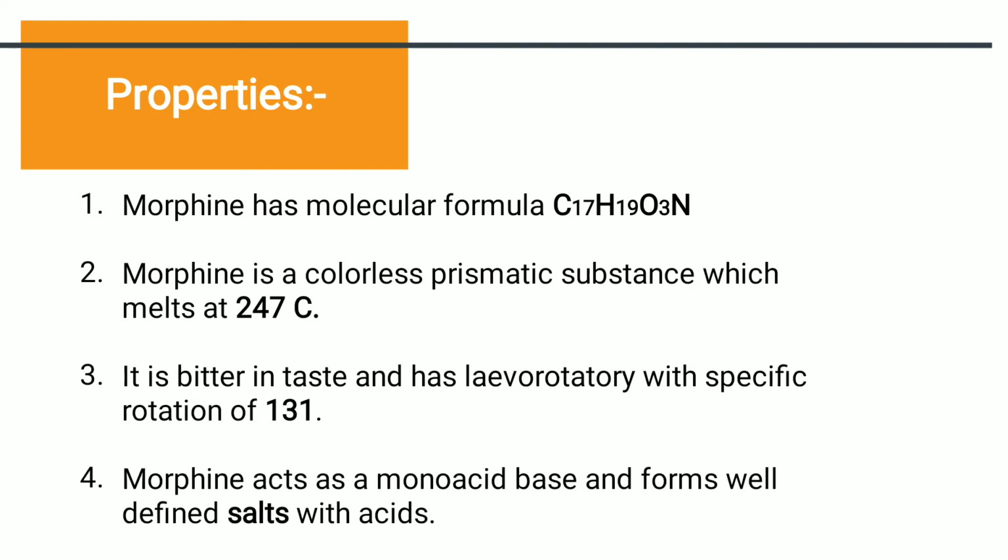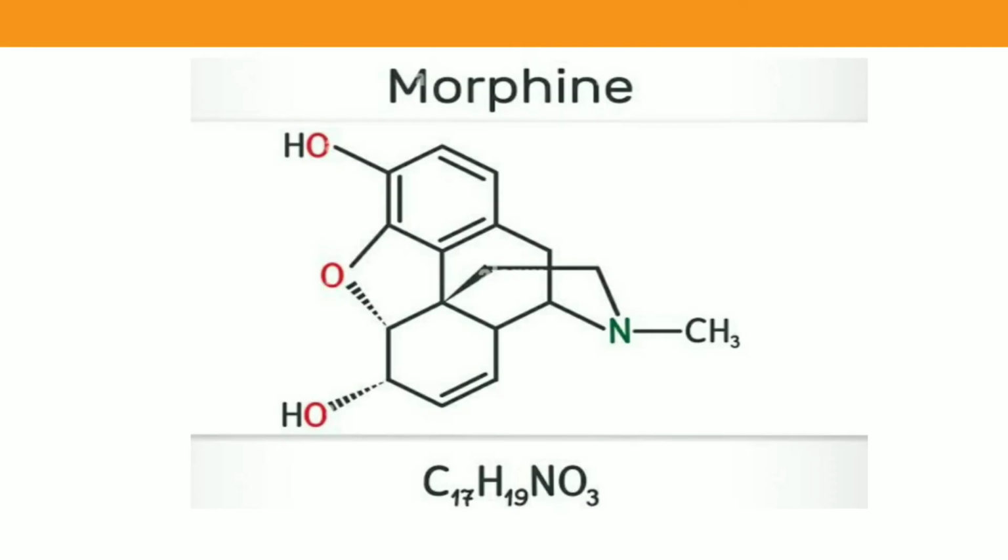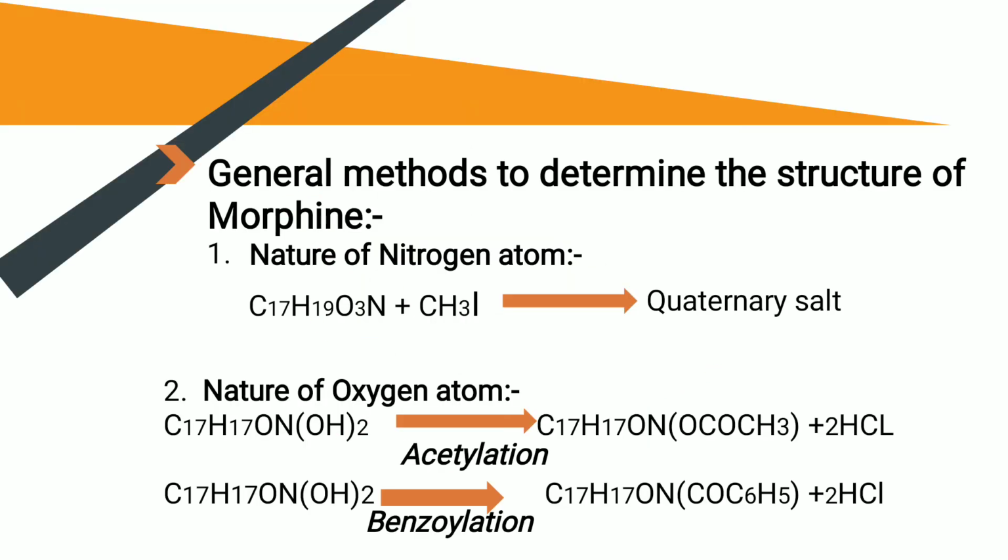Morphine acts as a monoacid base and forms well-defined salts with acid. Morphine is also used in medicines in its chloride form. Here is its structure. Morphine consists of 3 rings with 2 OH groups, 1 NH and CH3 group, and with ether linkage. Next, general methods to determine the structure of morphine.